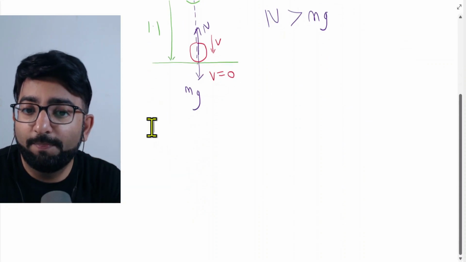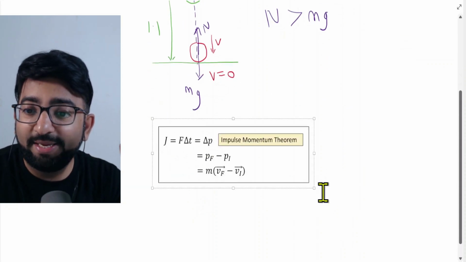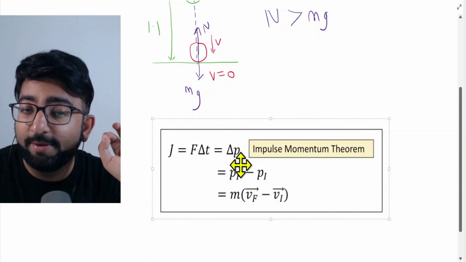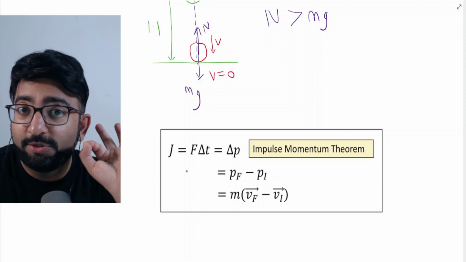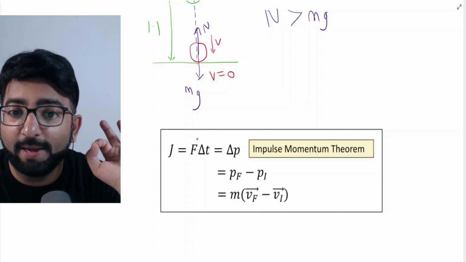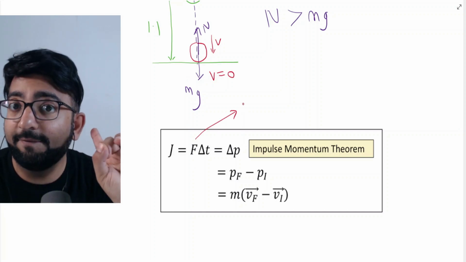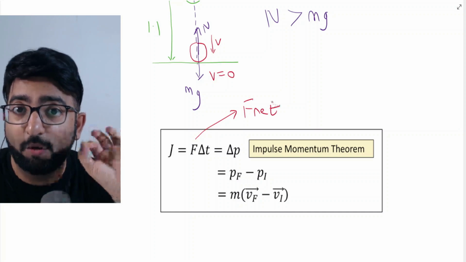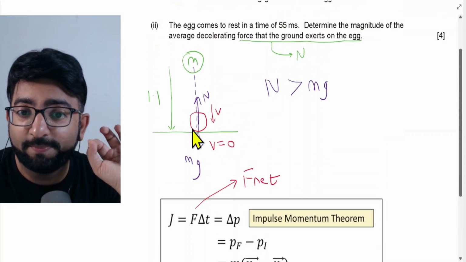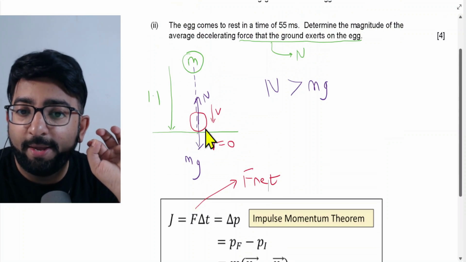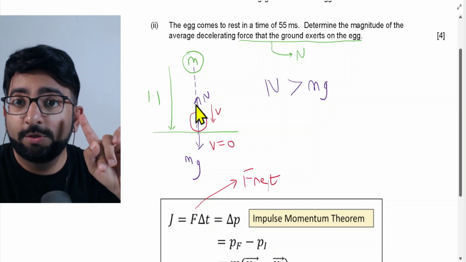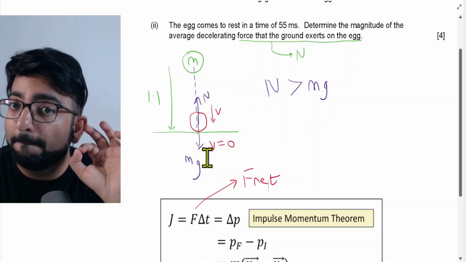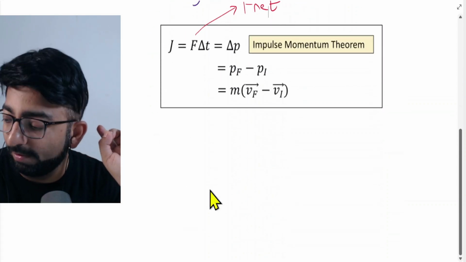We again go to the impulse momentum theorem, which states that J is equal to F t, which is equal to the change in the momentum. But the catch here is J is equal to F delta t, and F is not just any force. F is the net force which is acting on the object. So in this case, if you look at the free body diagram, mg weight is acting downwards and the normal reaction is upwards. So the net force will be N minus mg. So that will be the value of J.